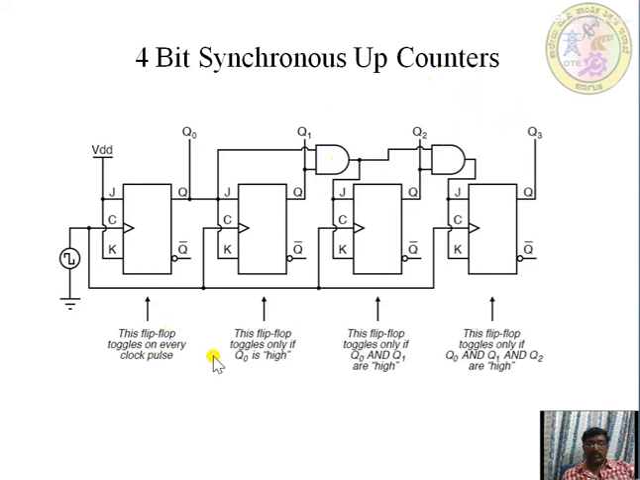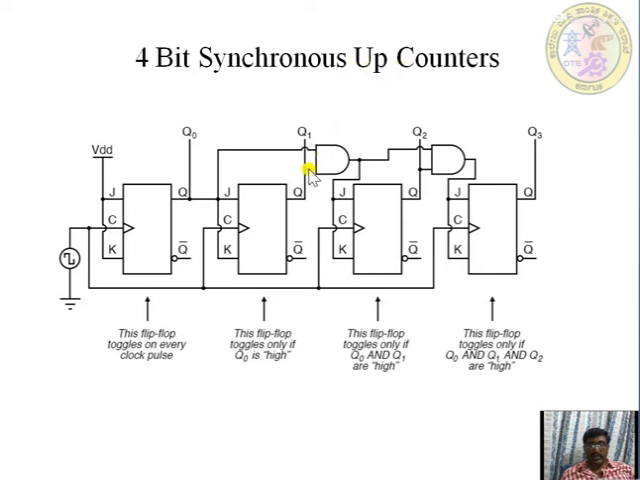The first flip-flop toggles on every clock pulse. The next flip-flop toggles when Q0 is high. The following flip-flop toggles when Q0 and Q1 are high. The last flip-flop toggles only when Q0, Q1 and Q2 are high. Since they have just been given through the AND gate, they will simply be connected. Okay, what to remember in this 3-bit synchronous up counter is that a common clock is being connected. See here, the synchronous up counter.